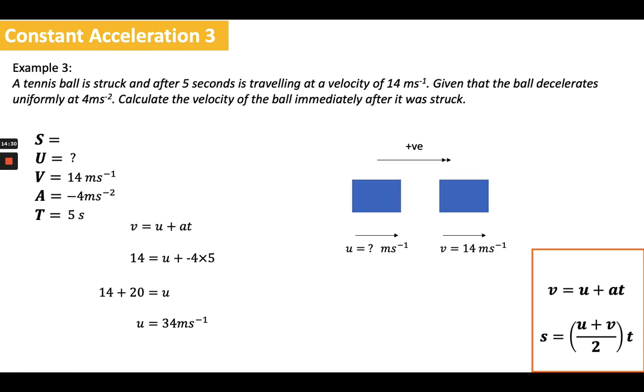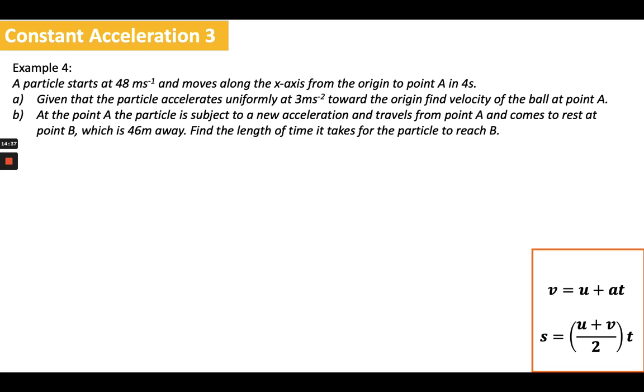One more example, which is definitely the most complicated and comes in 2 parts. Really make sure we're listening here and making any notes as we need. So example 4. A particle starts at 48 meters per second and moves along the x-axis from the origin to point A in 4 seconds. Given that the particle accelerates uniformly at 3 meters per second towards the origin, find the velocity of the ball at point A.